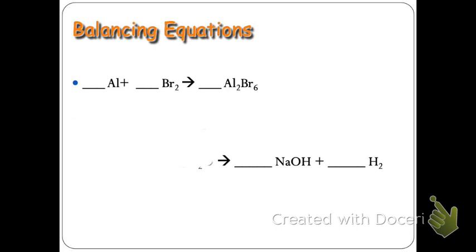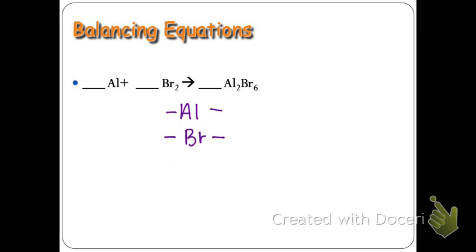All right, we're going to make our list. First, right here, I've got Al and Br. Okay, and I give myself some room to count those elements. Am I going too fast, or are you hanging in there? Okay, how many aluminums are on the left-hand side of my equation?